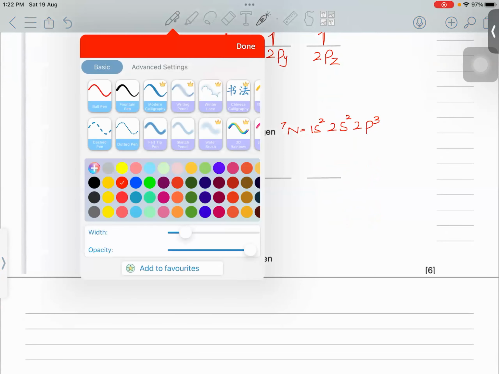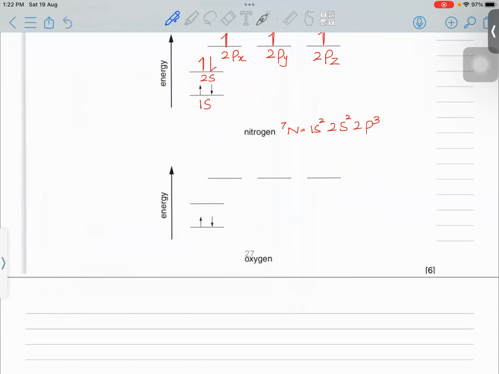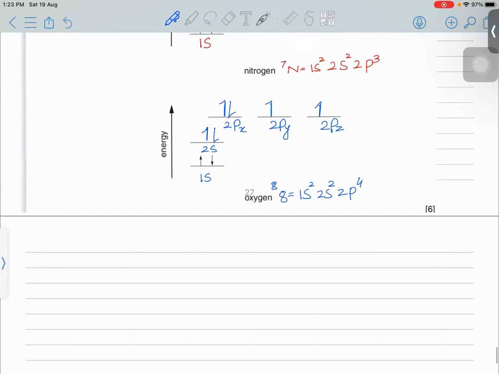Now oxygen. Oxygen is 8. So 1s2, 2s2, 2p4. This is 1s2, 2s2, 2px, 2py, 2pz, so 4 electrons. Electrons fill singly before being paired. So this is correct. Now next question.